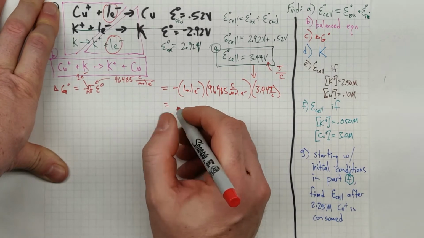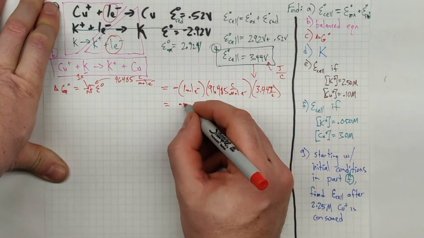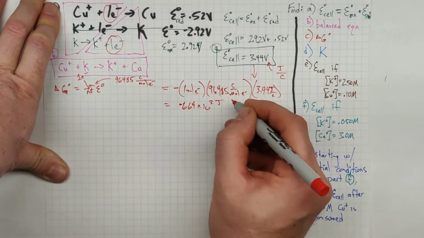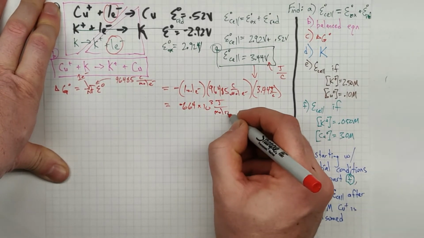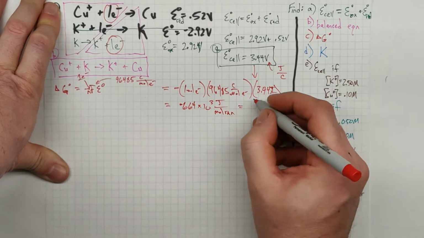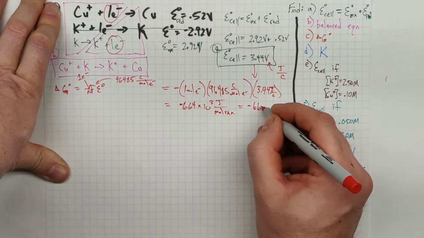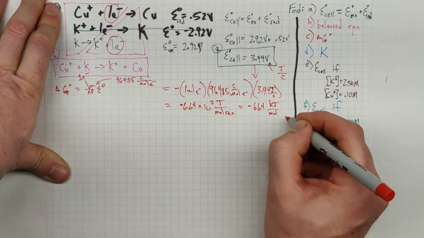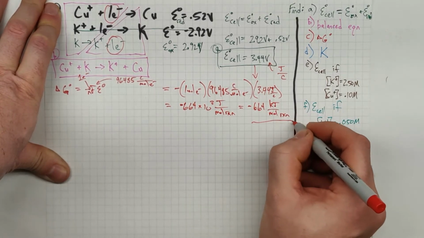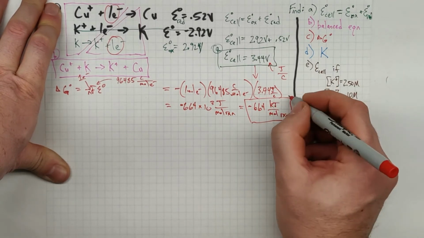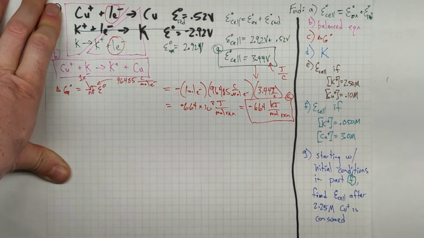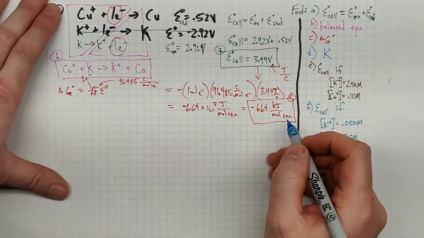The delta G right here for this one, negative 664 times 10 to the third joules per mole of reaction, right? Which a lot of times you'll see as negative 664 kilojoules per mole of reaction. And it's preference from whoever is going to score your stuff whether or not they want to see joules or kilojoules per mole of reaction.